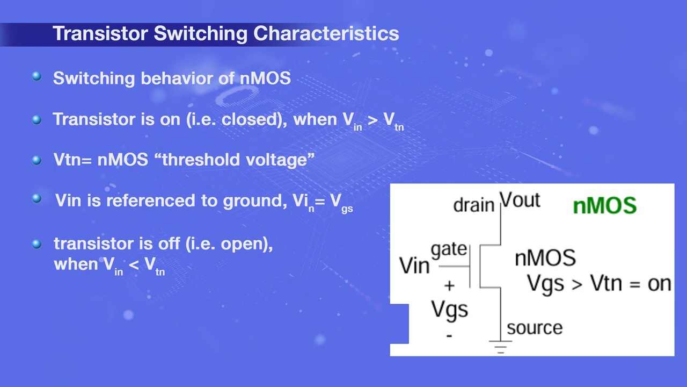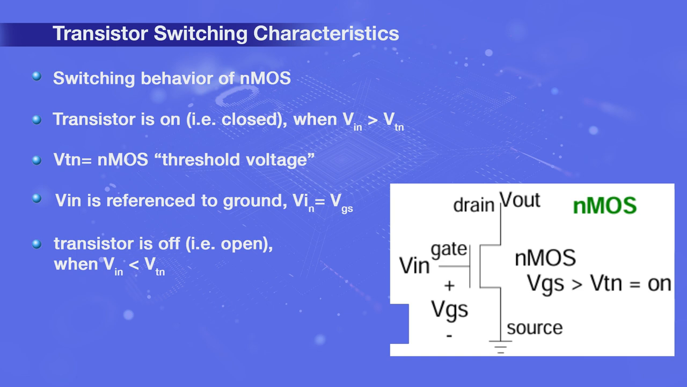When the transistor is off, that is the condition when the input voltage is less than the threshold voltage. Here, when we say input voltage, we refer to the gate voltage. It is represented as VGS. So, if the gate voltage is less than the threshold voltage, the transistor will behave as an open switch and it will not conduct any current.